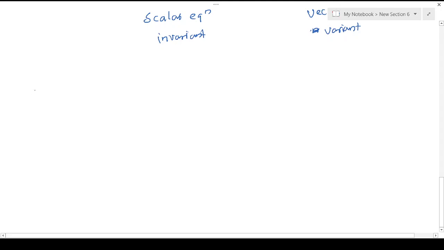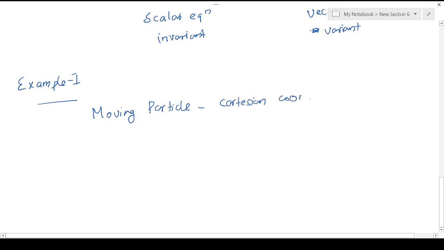The first one is, here we will be taking a moving particle under Cartesian coordinates. Okay, so we are considering a moving particle, which we are dealing with in Cartesian coordinates. Okay, so in that case we know the kinetic energy will be equal to what? It will be half m x dot square. Okay, it is simply like half m v square.